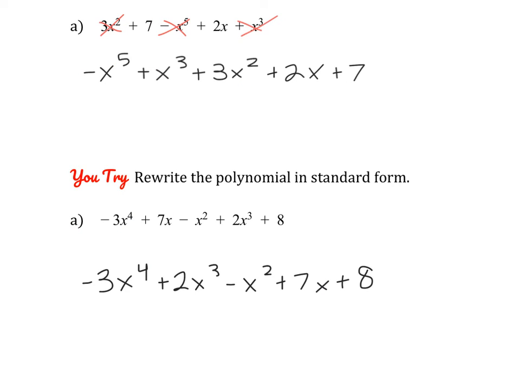Okay, so let's check our work real quick. So if you check our exponents, we should have 4, 3, 2, 1, 0. So our largest term is negative 3x to the fourth. Then we have plus 2x cubed minus x squared plus 7x plus 8. So once again, that's called standard form.